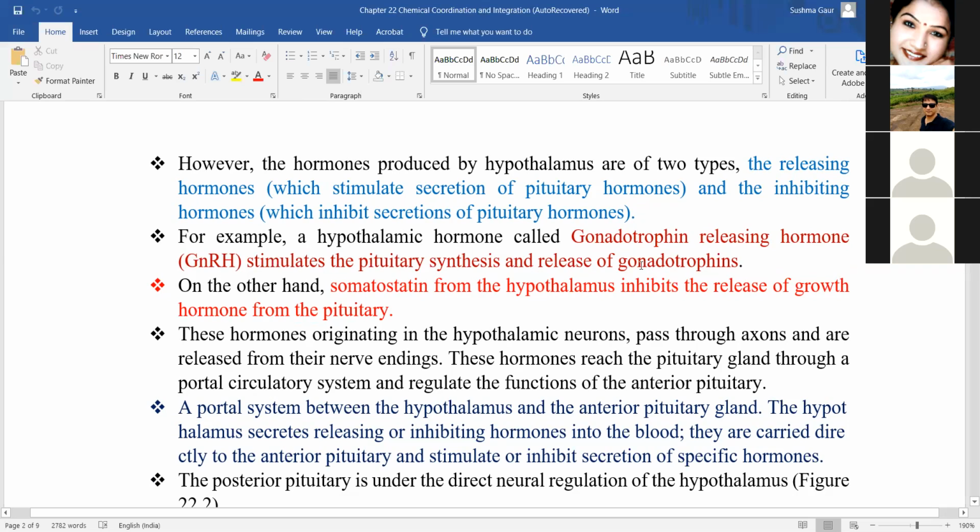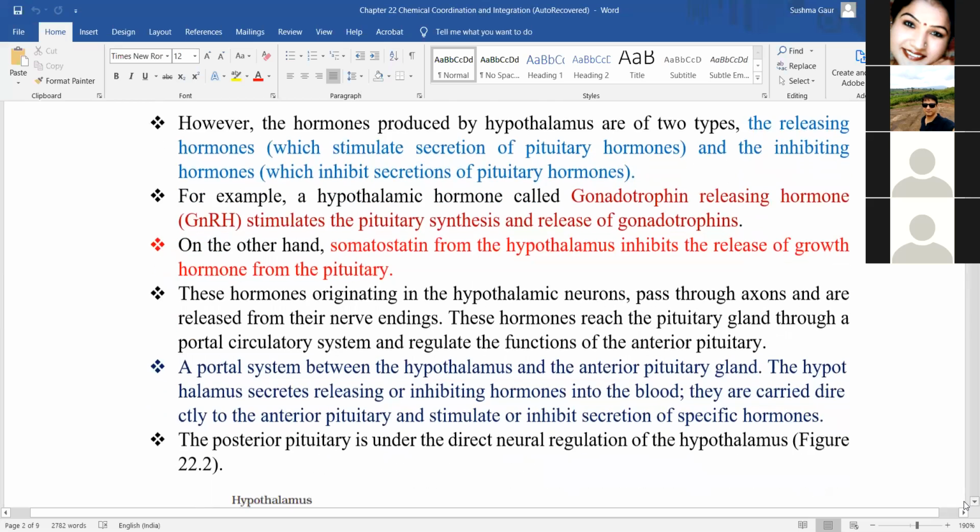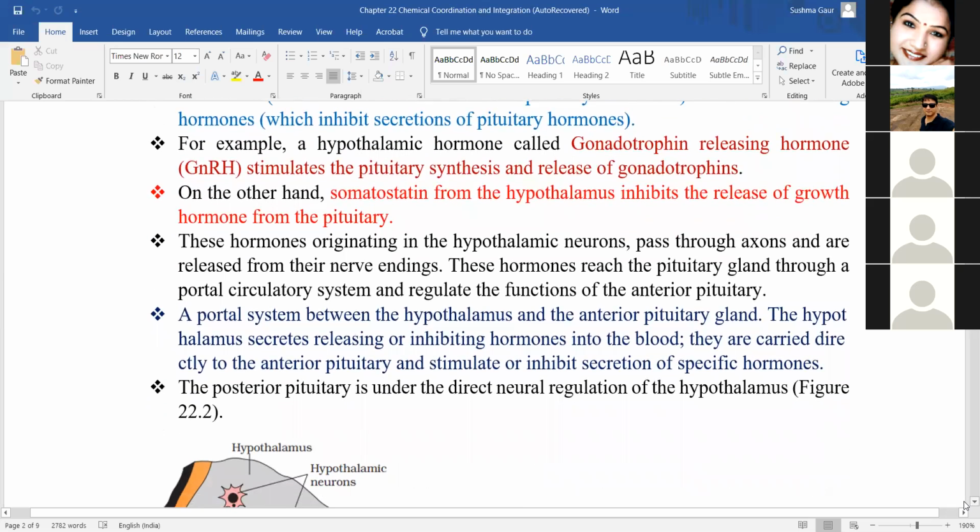So these gonadotropins will be produced from the pituitary gland, but their synthesis will be controlled by another hormone known as gonadotropin releasing hormone, which is released from the hypothalamus. Now is it clear, or is it confusing? Is it clear, Shreya and Vadya? Yes, ma'am. Okay.